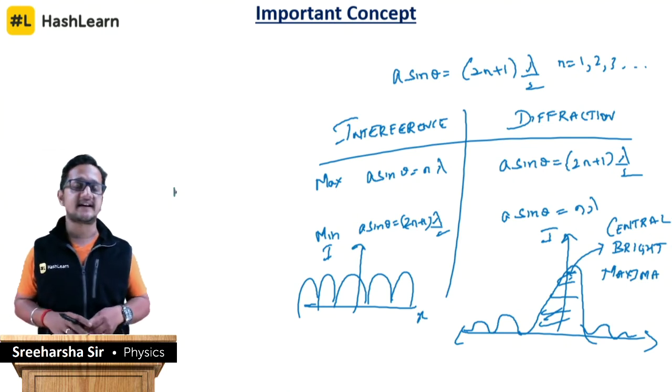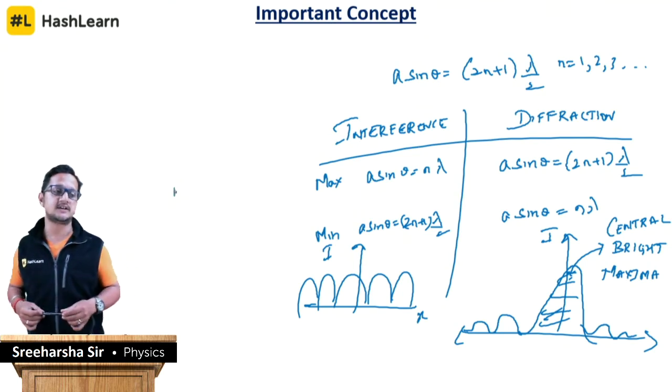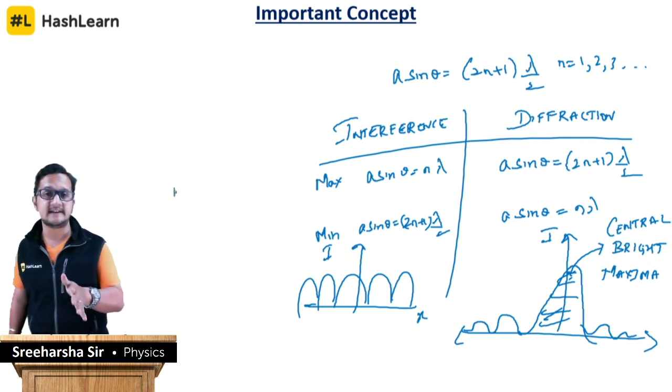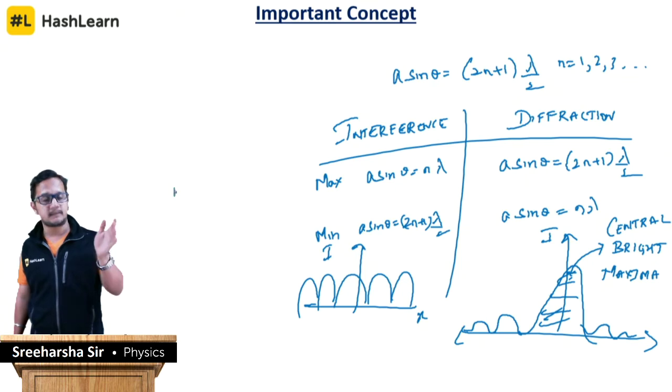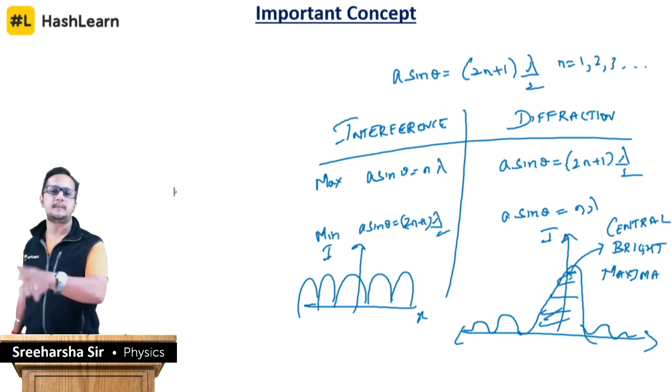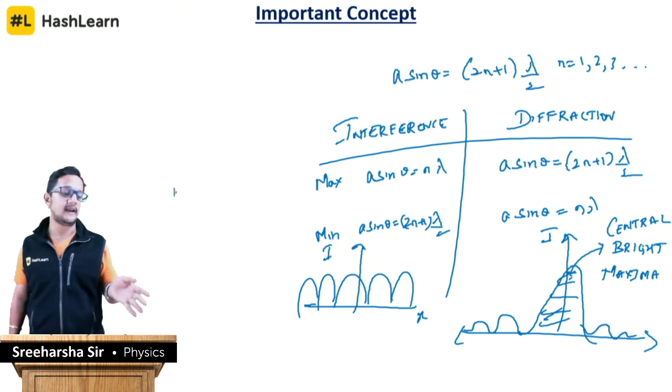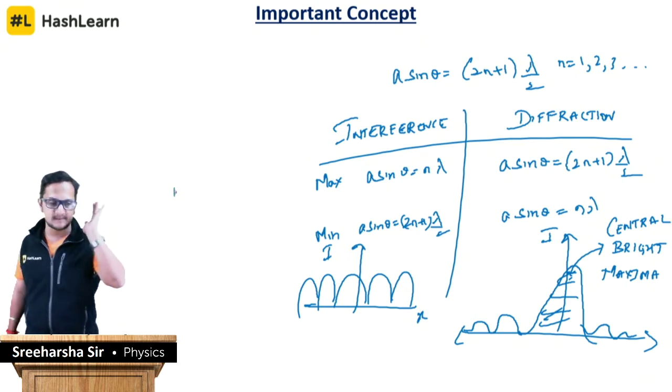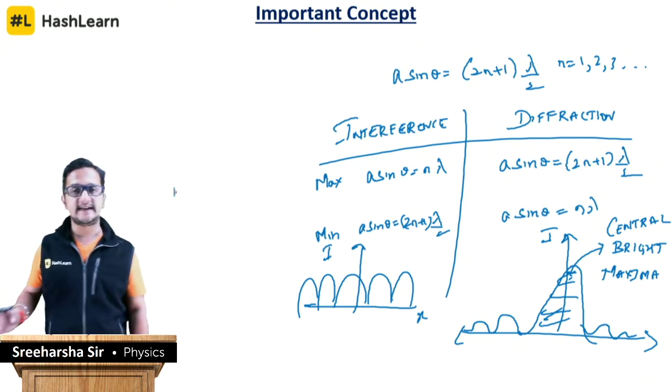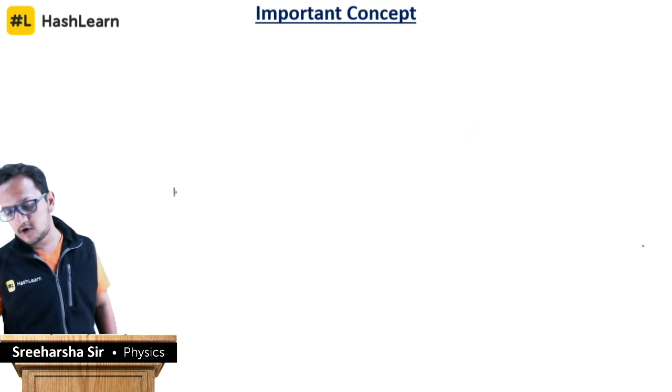So this is the difference between interference and diffraction. You can remember it in an easy way. Whatever is the condition for maxima in interference, that will be the condition for minima in diffraction. Whatever is the condition for minima, that will be the condition for maxima. So this was the diffraction for you. Now we'll go to the next step.